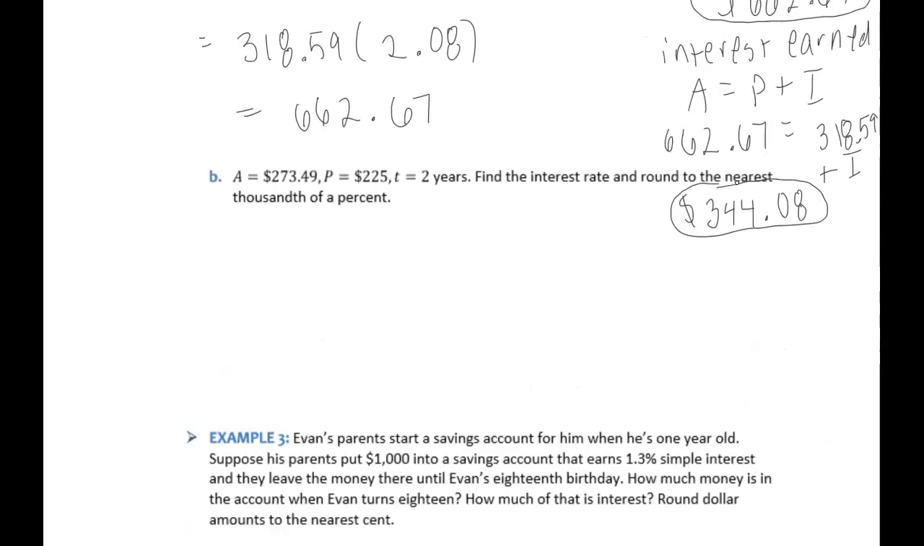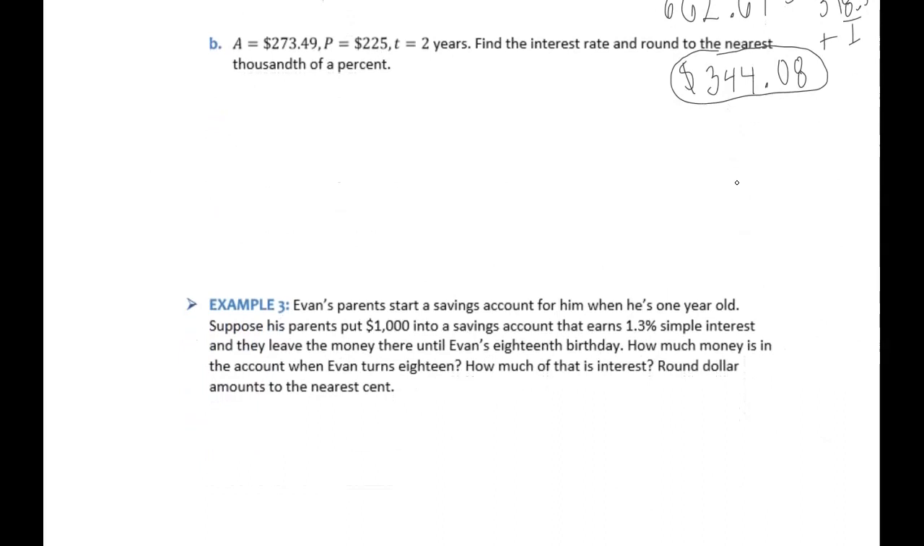Part B. What if the amount invested is $273.49? The principal is $225. And then we do 1 plus RT. This time the interest rate is what I'm solving for, and I'm given a time of 2 years.